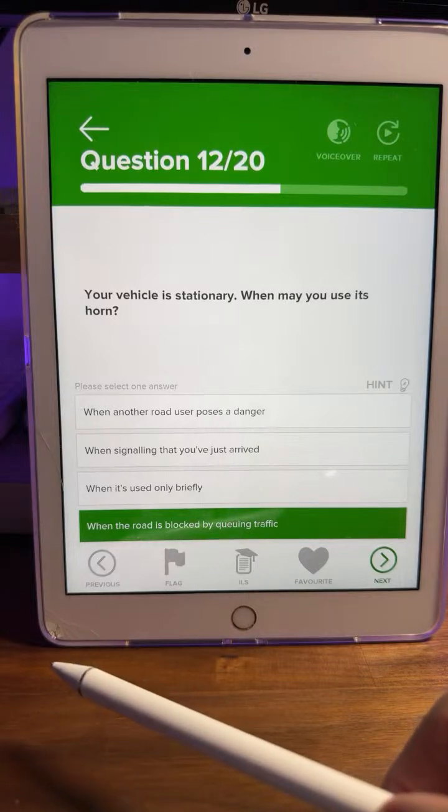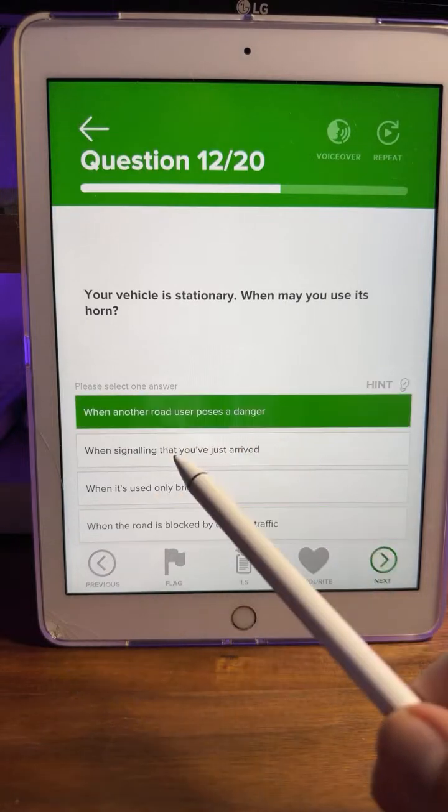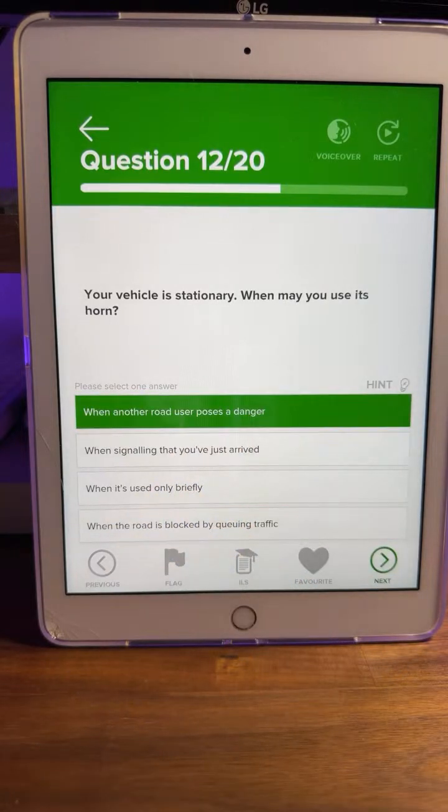Okay, so the answer is A, when another road user poses danger.